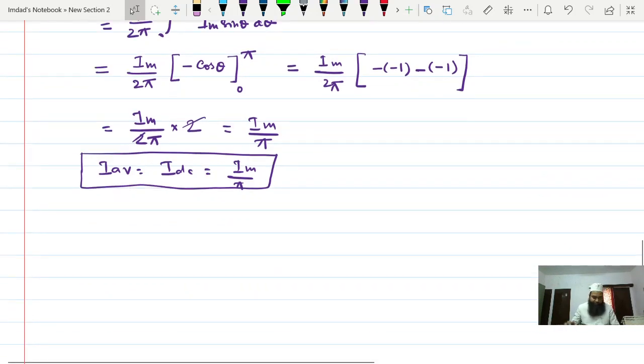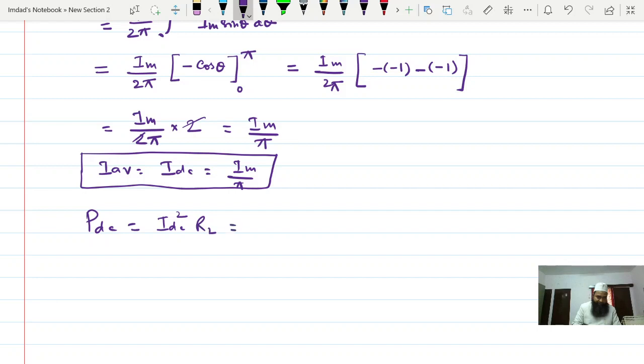We can now calculate PDC equal to IDC square RL equal to Im upon pi square into RL. Now for AC power, we have to calculate IRMS of the load current.